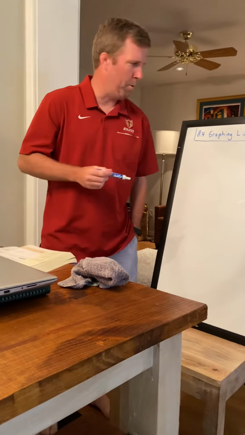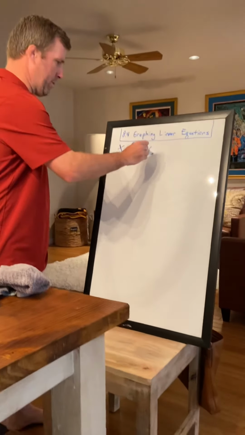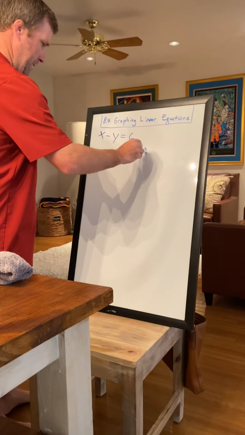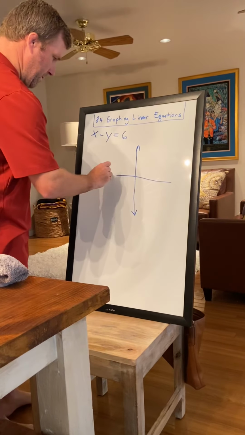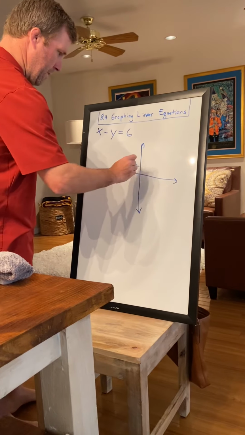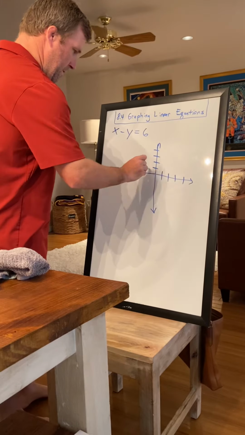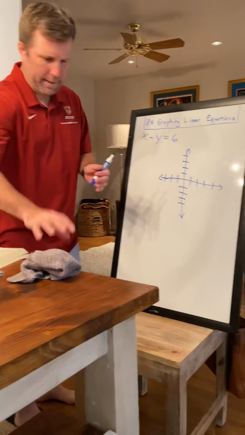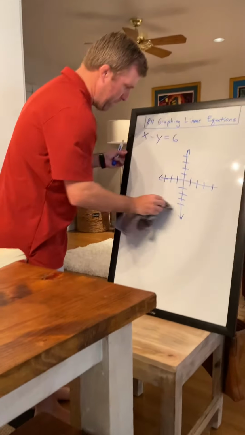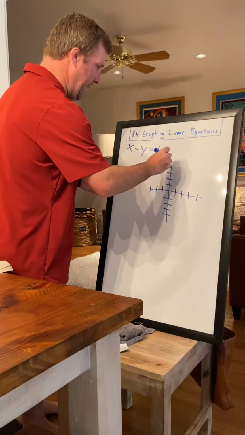Let's try another example. X minus y equals 6. I think we're going to have to extend it a little bit more on this one. Let's go up to 6 in each direction.